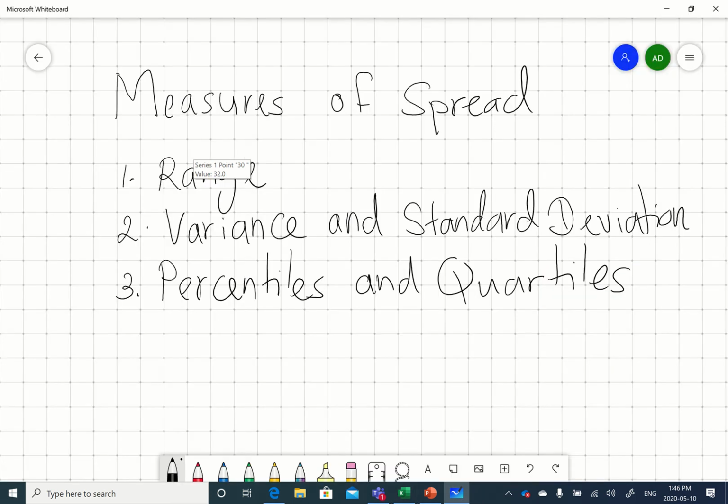So range, let me go back here. Range is actually the complete spread of the data set.